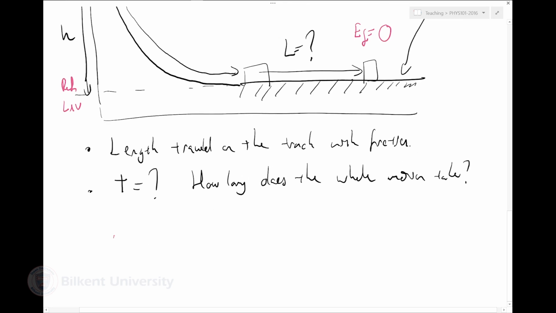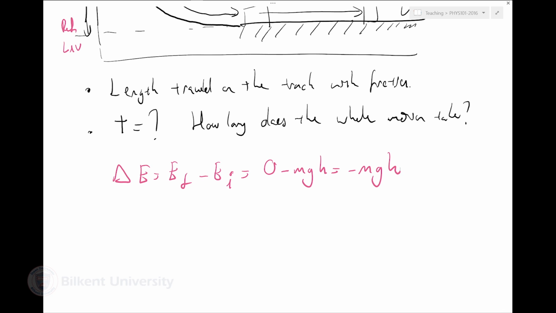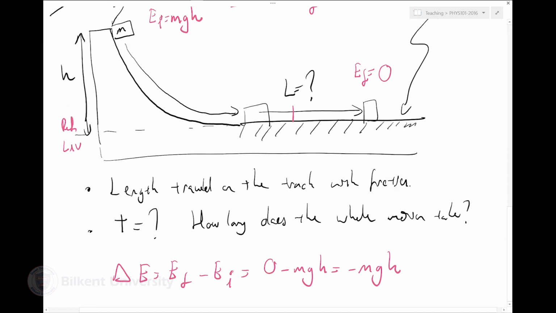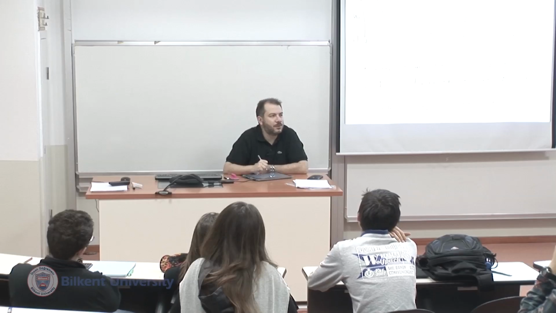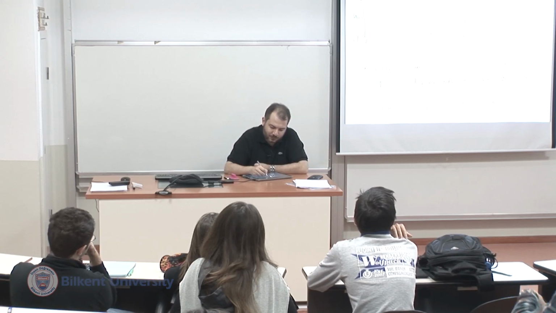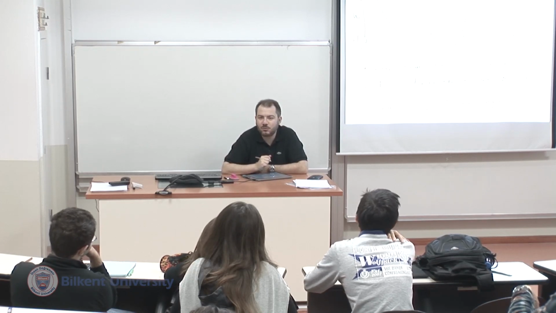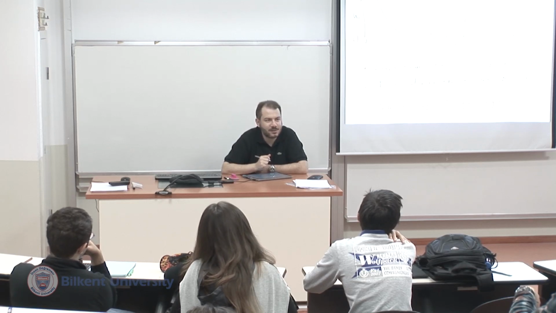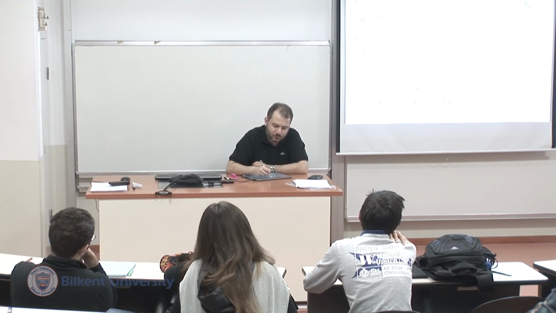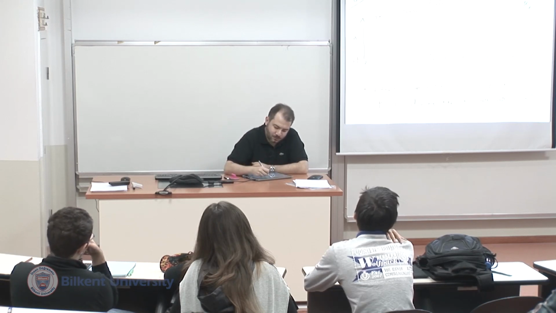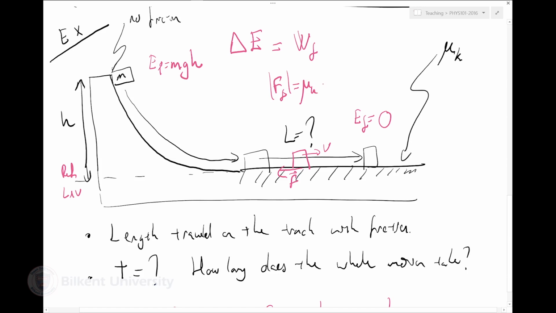So what is delta E? E final minus E initial. It's equal to 0 minus mgh, so it's minus mgh. And that must equal work done by friction. When this mass is moving to the right, which way is the friction acting on it? Friction is opposing the velocity. So if my velocity is to the right, friction is to the left. And is the friction force constant throughout? Yes, it is. This is kinetic friction. Can you tell me what's the magnitude of the friction force? Mu kinetic times the normal force, which is going to be mg.